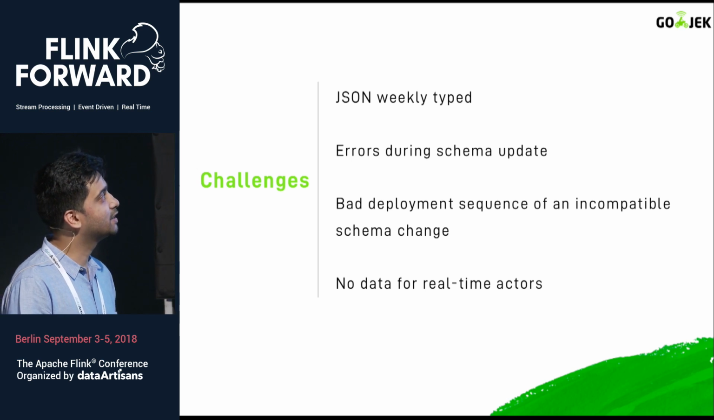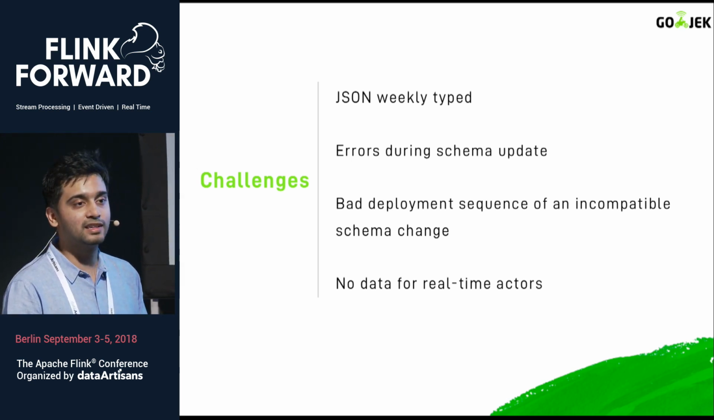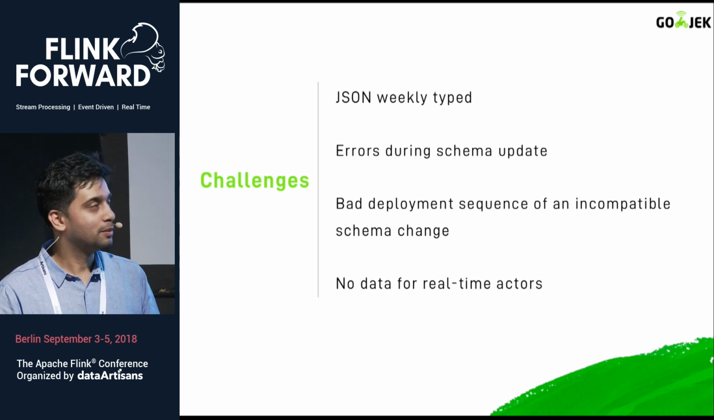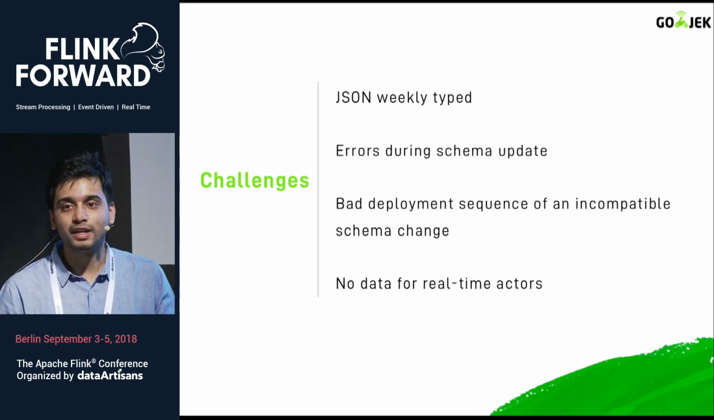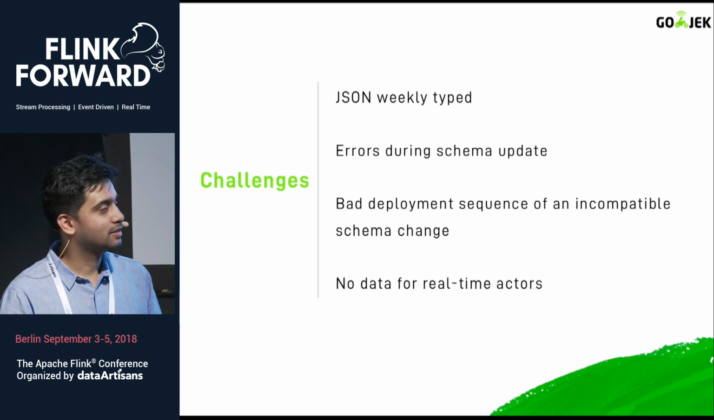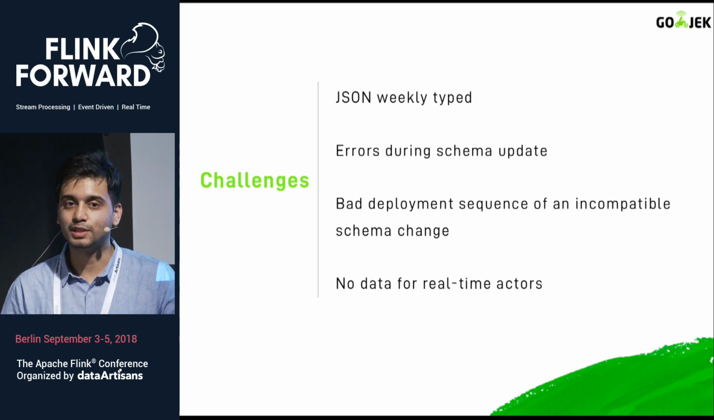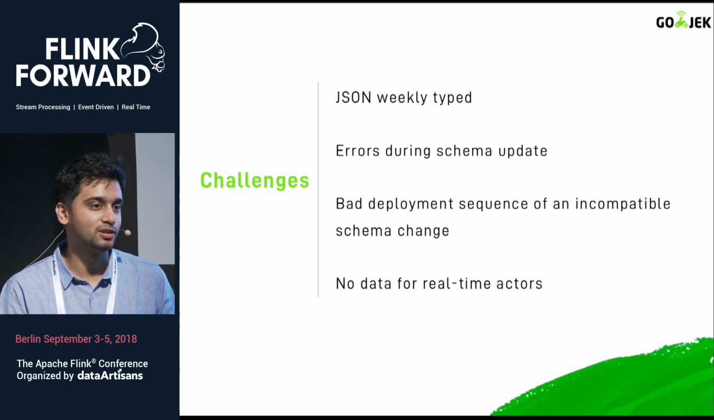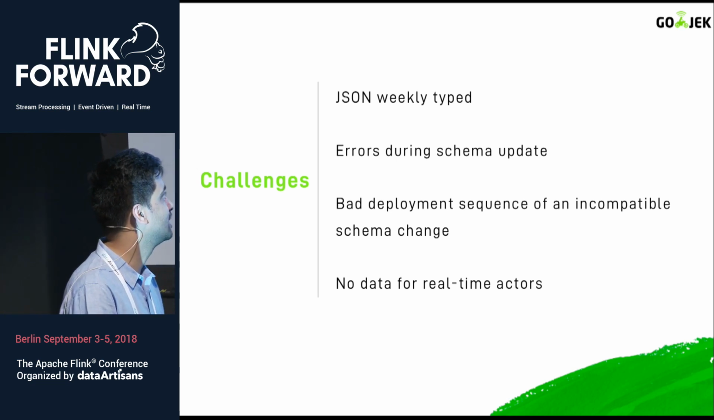And what if somebody knowingly made an incompatible change in the schema of the event, but deployed it in a bad sequence? You can have breaking changes, but you need to take care of the order in which that breaking change gets deployed across services, and what if that was not handled?